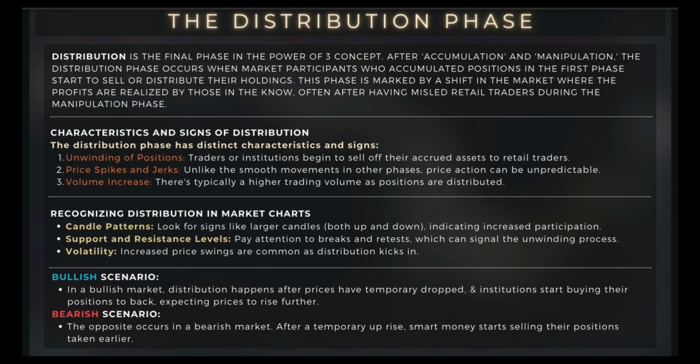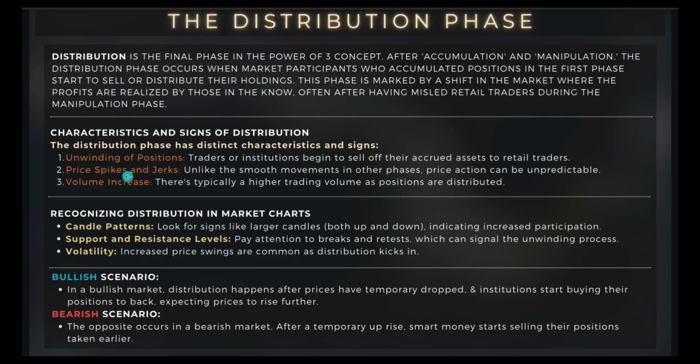Characteristics and signs of distribution. The distribution phase has distinct characteristics and signs. Now, one of them is unwinding of positions. Traders or institutions begin to sell off their accrued assets to retail traders. Now, really, distribution doesn't mean specifically only selling. It could also mean buying, right? They start buying their positions back.